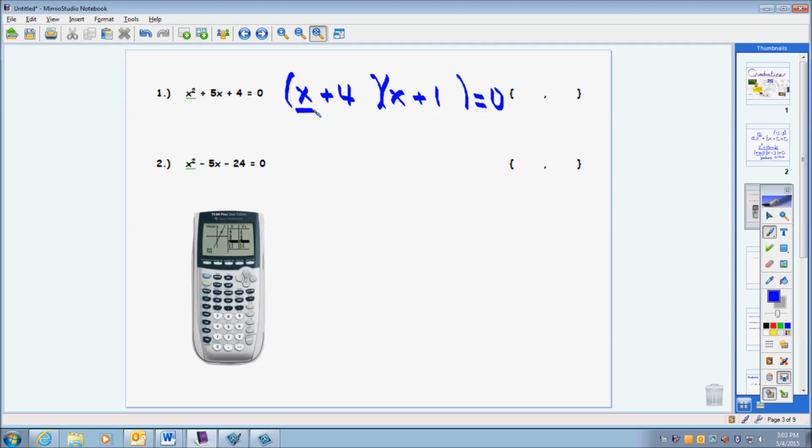So what number plus 4 gives you 0? And that, of course, is -4. That's your first answer. And then what number plus 1 gives you 0? And that is -1. Now, you could do all of this on the graphing calculator.